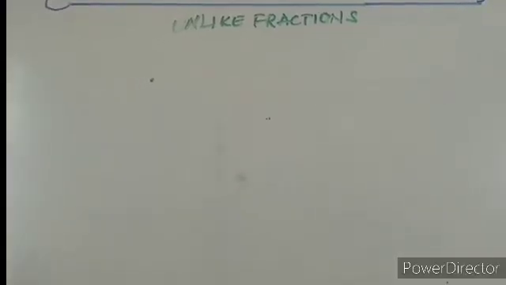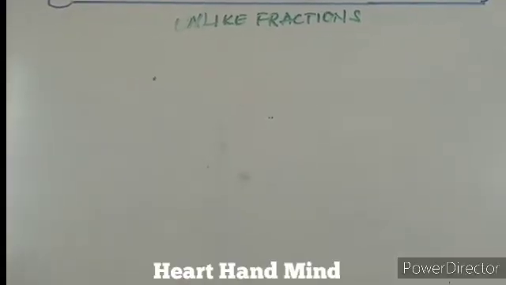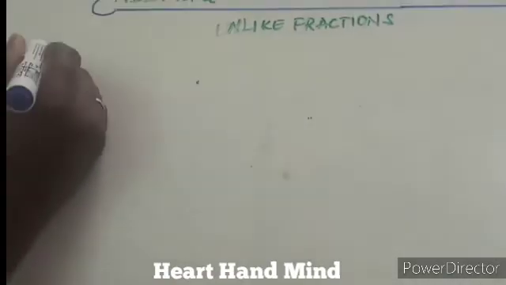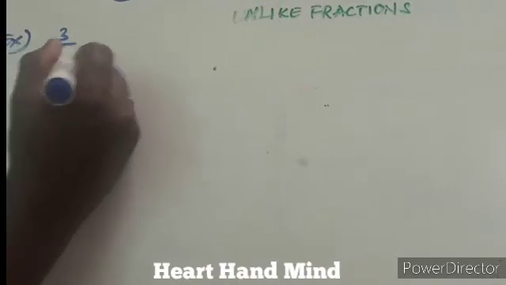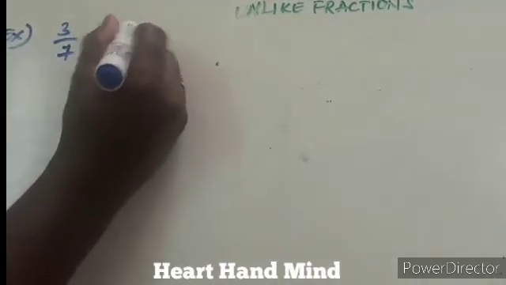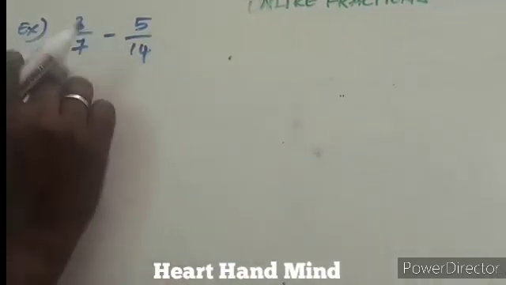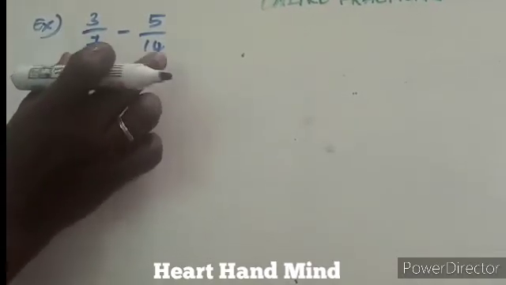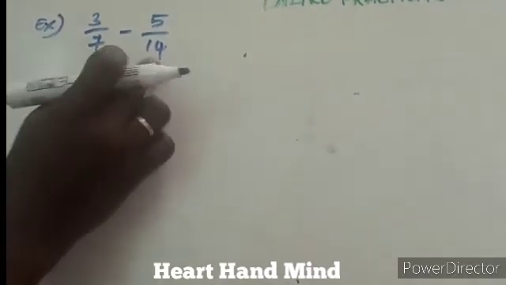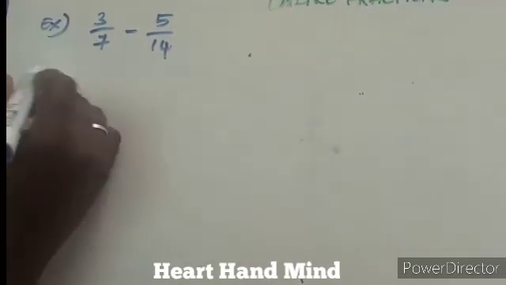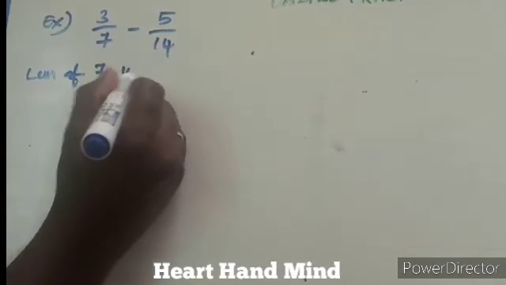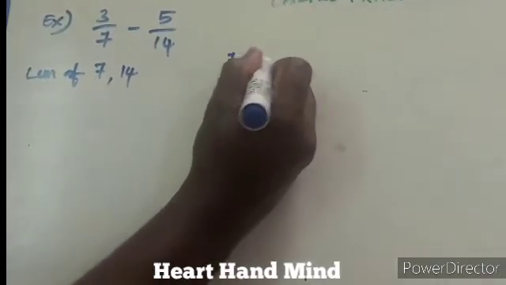Now let us see how to subtract two unlike fractions. For example, 3 by 7 minus 5 by 14. So look at the denominators. The first thing that we need to do is look at the denominators and find out whether they are like or unlike. So these two are unlike, so same procedure, we need to take the LCM of the denominators, 7 and 14.